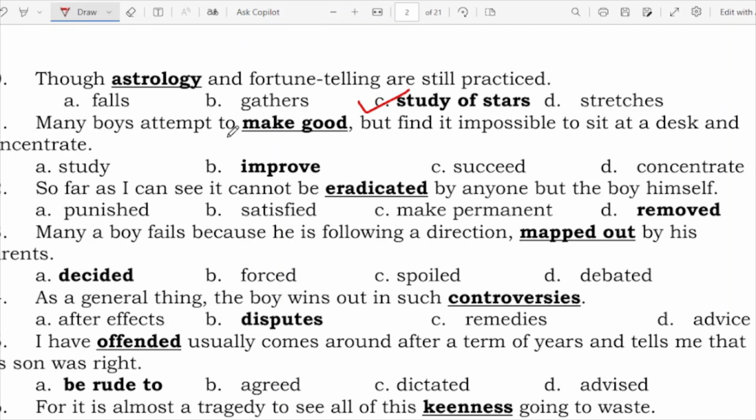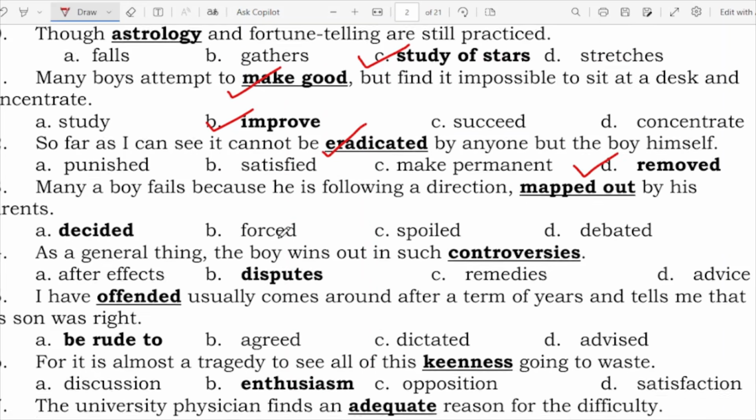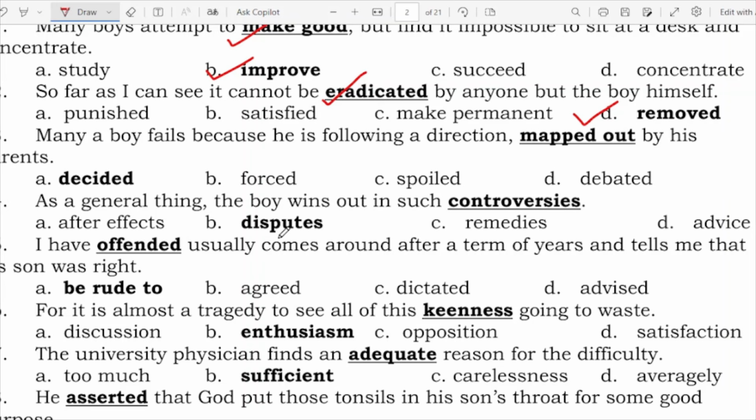Many boys attempt to make good. Now this is from why boys fail in college? The answer is improve. They try to learn, they try to produce good results. So far as I can see, it cannot be eradicated, removed, finished. Answer is D.